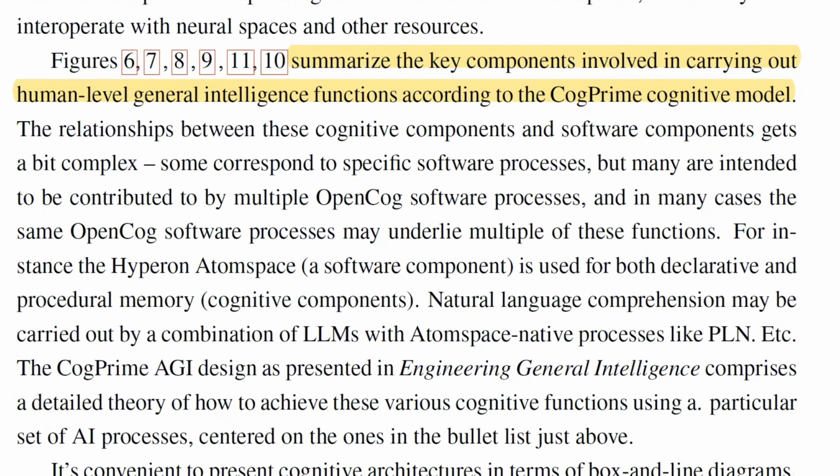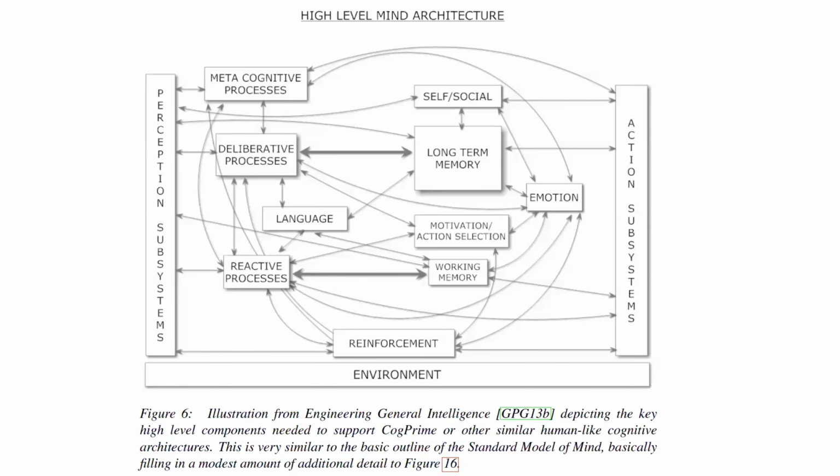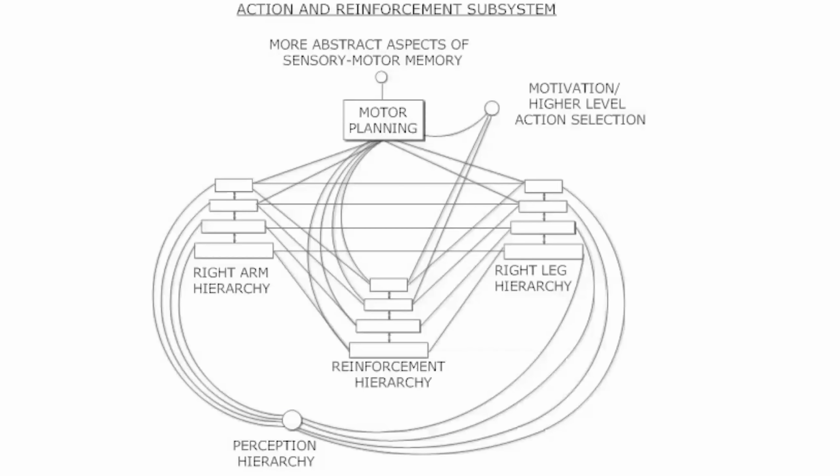The paper goes on to summarize the key components involved in carrying out human-level general intelligence functions according to the CogPrime cognitive model. I'll just give a brief overview of the different figures here, just in case you want to pause and look deeper into them. High-level mind architecture. Action and reinforcement subsystem.